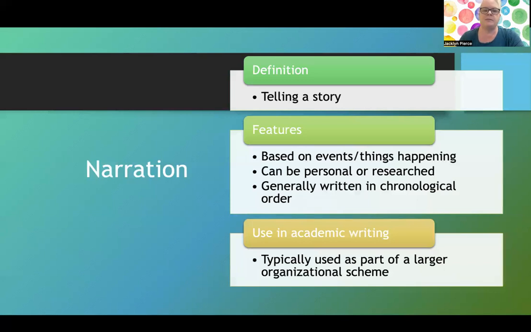So first up, narration. This was the first paper you wrote, and it is the simplest definition, I think, of telling a story. Narration, of course, is based on events or things happening. They don't have to be real. We write narratives in film and TV and novels all the time, but they can be personal. But you can also use researched versions of stories to write about as well. And generally, when we write narration, we are doing so in chronological or time order.